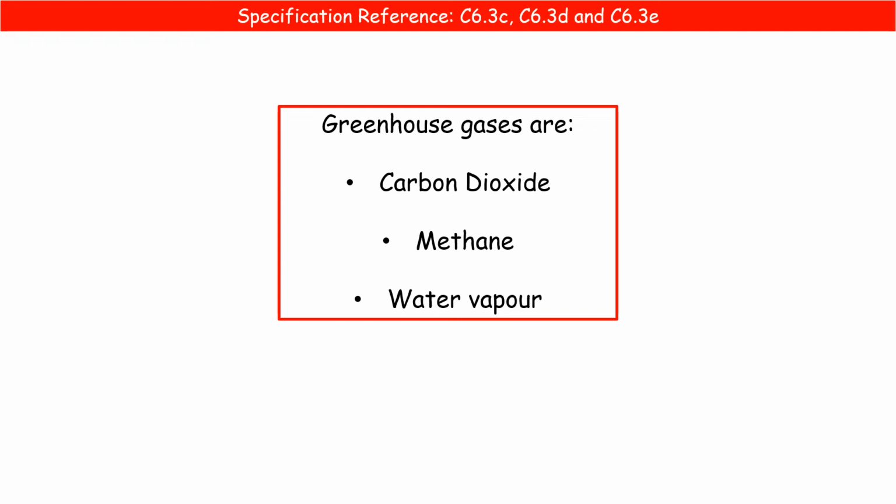So what we need to know first of all are the names of the three key greenhouse gases: carbon dioxide, water and methane. So remember those three greenhouse gases: carbon dioxide, methane, water vapour.